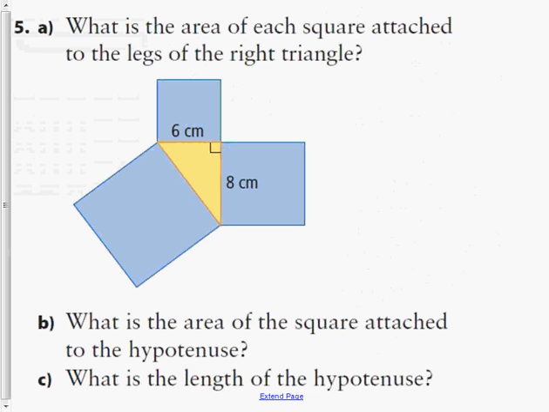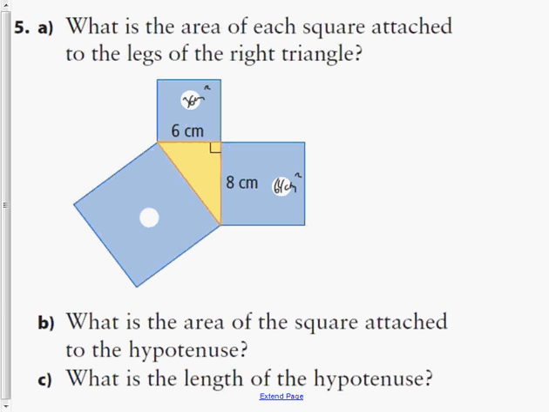In question 5, it says, what is the area of each square attached to the legs of the right triangle? So I'll make a little white circle in here so I can put my areas in each of those. The area of this square, since the side length is 6, will be 36 centimeters squared. Since the side length of that square is 8 centimeters, the area will be 64 centimeters squared.